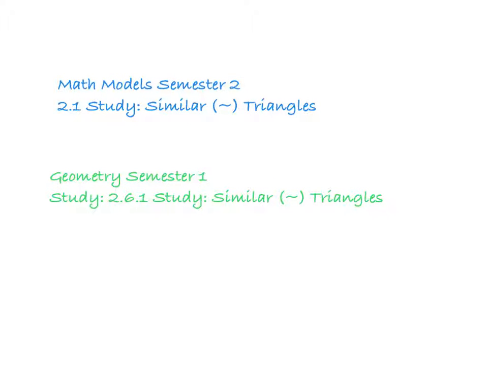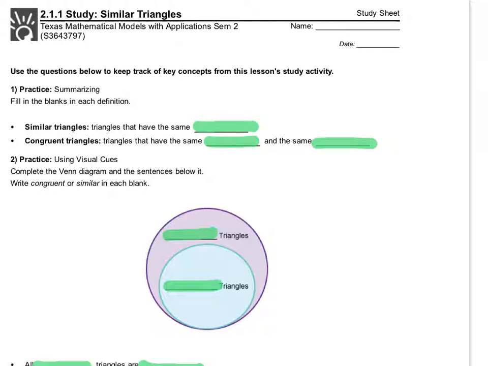Okay, Math Model Semester 2, Lesson 2.1 is the study of similar triangles, and it happens to be the exact same notes for Geometry Semester 1, Study 2.6, which is also similar triangles. So here's what's important. Similar triangles are triangles that have the same shape, and congruent triangles are triangles that have the same shape, but also the same size. Let's write that down.